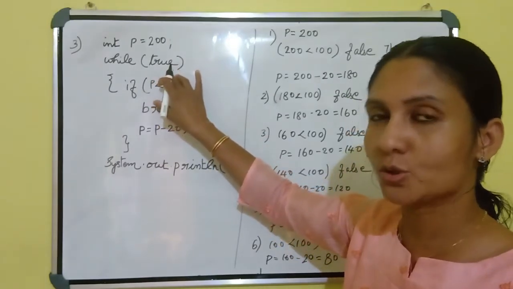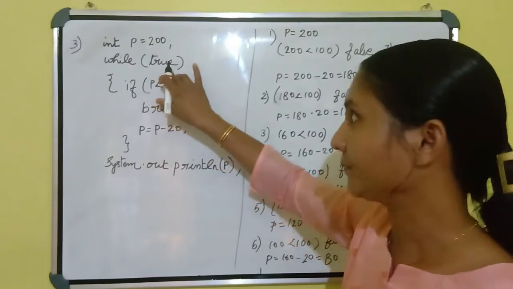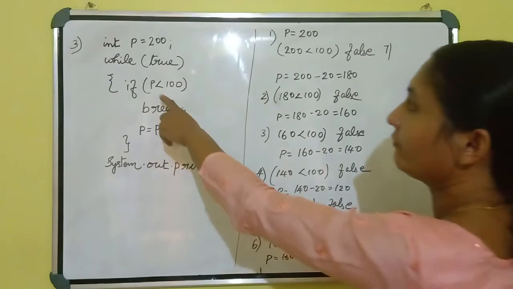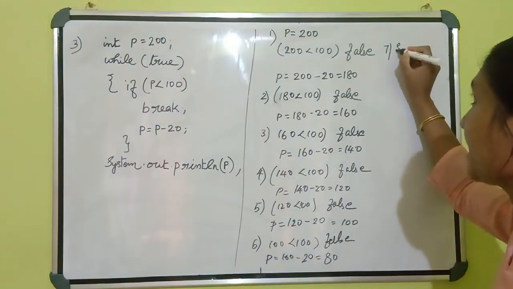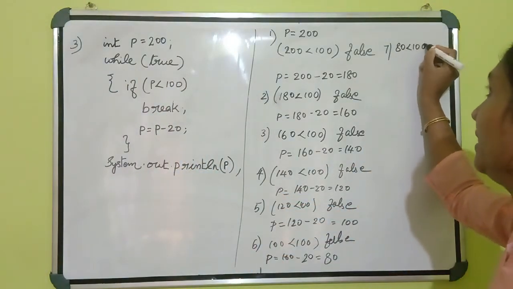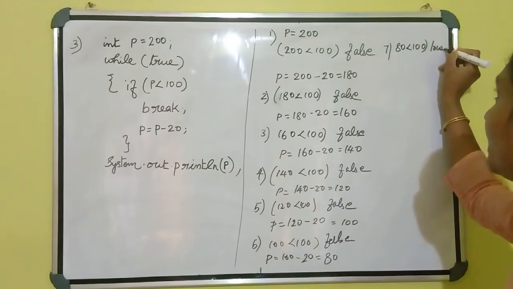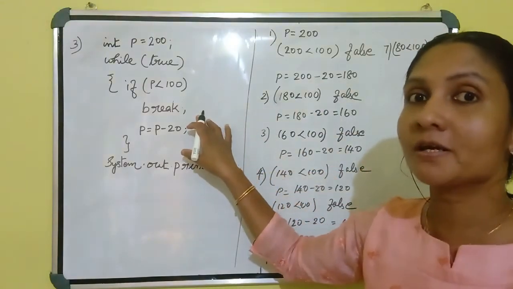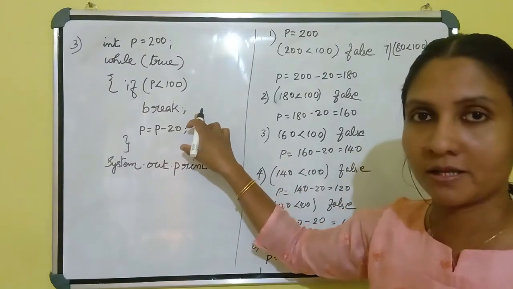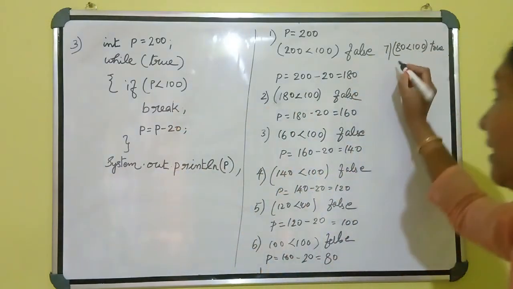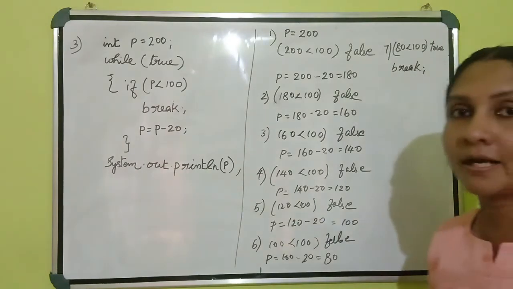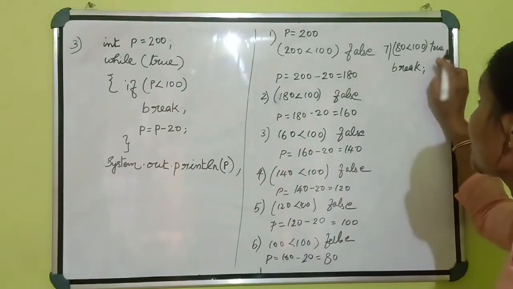The loop will work 7 times, and after that it will check the condition: 80 less than 100. Now the condition is true, it is less than 100. Then which statement will it execute? This statement, that means the break statement. Now it will break, or terminate, the program because the condition is true.